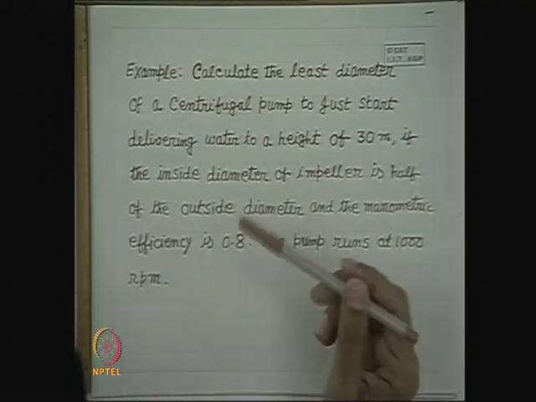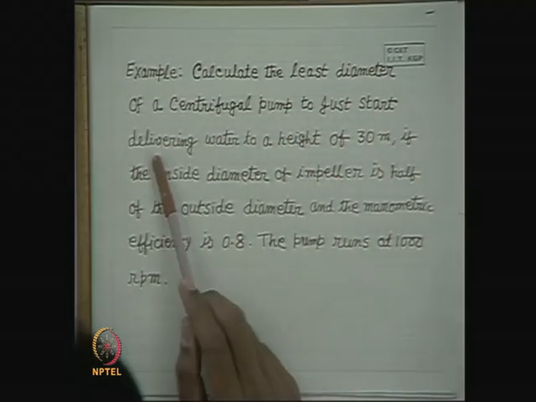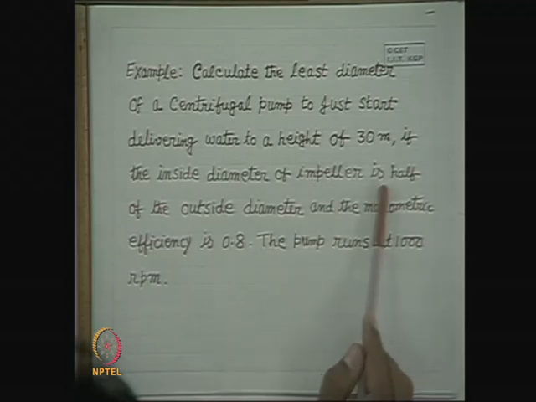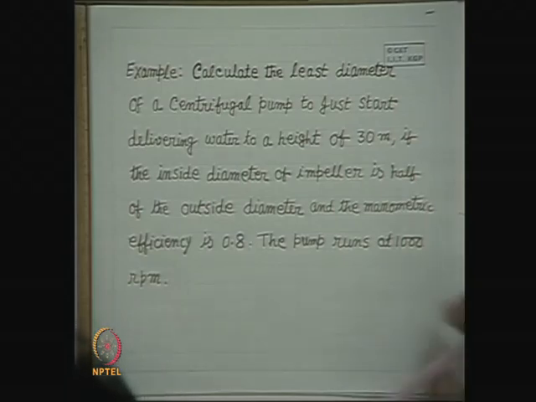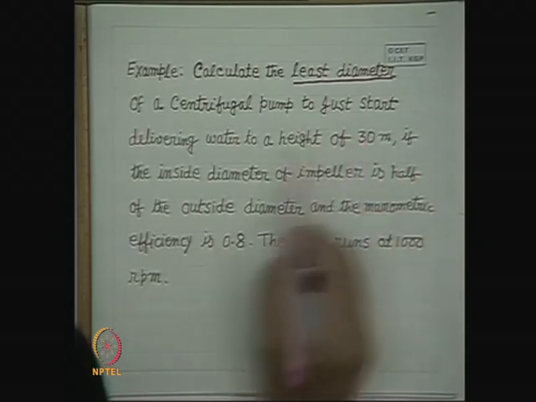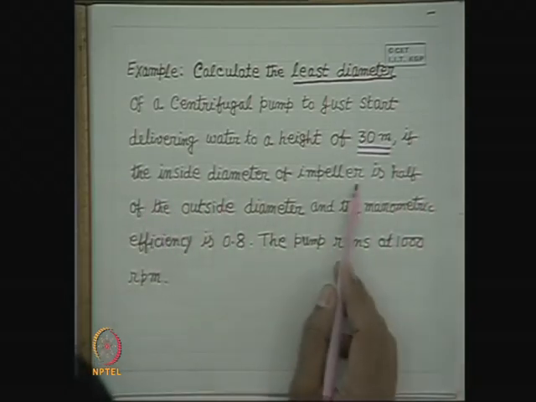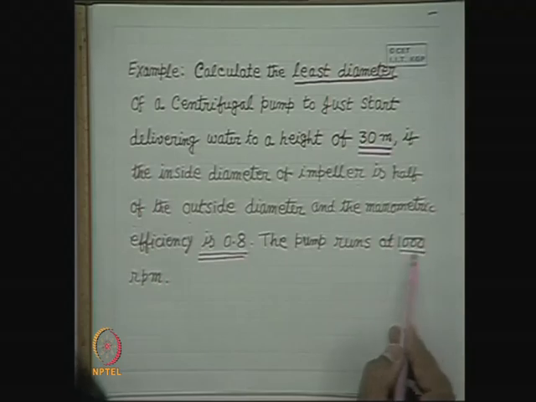Well, now after this, I will solve an interesting example before closing this lecture. Please see that example. We will solve this problem. It's a very interesting problem. Calculate the least diameter of a centrifugal pump to just start delivering water to a height of 30 meter if the inside diameter of impeller is half of the outside diameter and the manometric efficiency is 0.8. The pump runs at 1000 rpm. Again, I am reading, calculate the least diameter of a centrifugal pump to just start delivering water to a height of 30 meter. This is the static head of the pump. And the other condition is that the inside diameter of impeller is half the outside diameter and the manometric efficiency is 0.8. The pump runs at 1000 rpm.